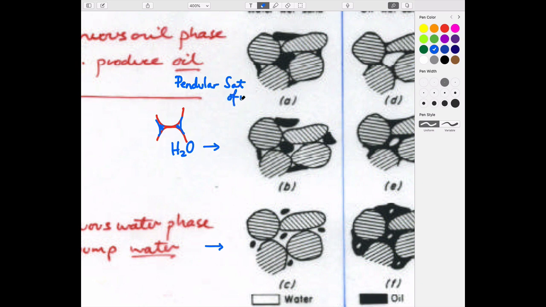Of water. A term that you don't have to memorize, but it's just part of the vocabulary. Like a pendant, something hanging there, I guess, is probably the root of the word. And it's these little donuts that go around the grain-grain boundaries. And as we change this, we end up with what is referred to as funicular saturation. Must be a Latin word. Funicular saturation.